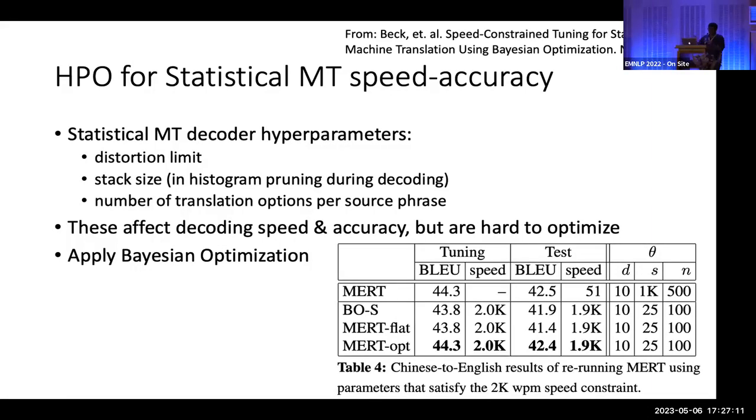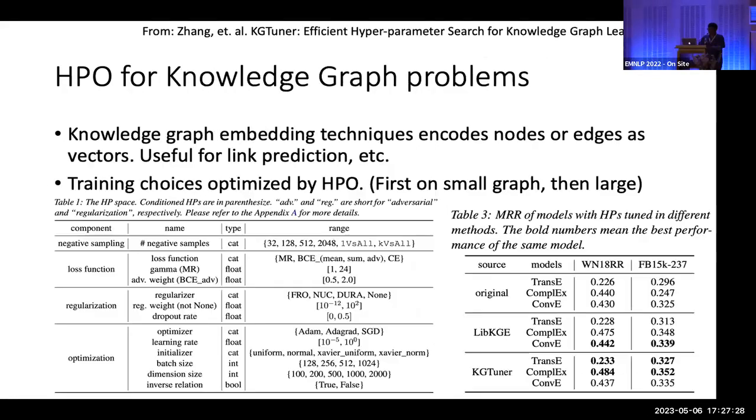So they try different hyperparameters, look at the speed and accuracy, and then run Bayesian optimization. And the idea is that you don't need to do a big grid search. You can pretty quickly find a reasonable model. Right. Now, this is a paper by Zhang et al. looking at HPO for knowledge graphs.